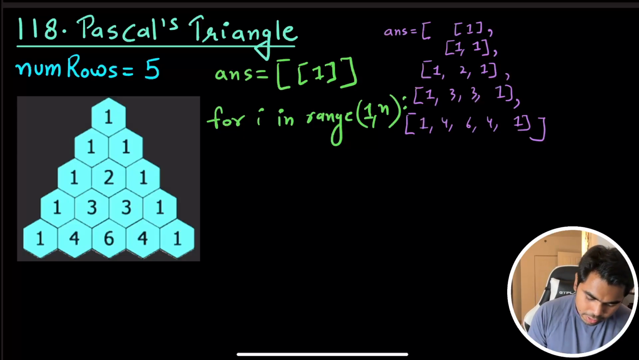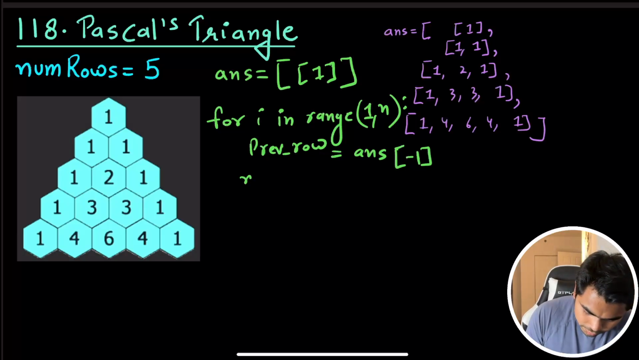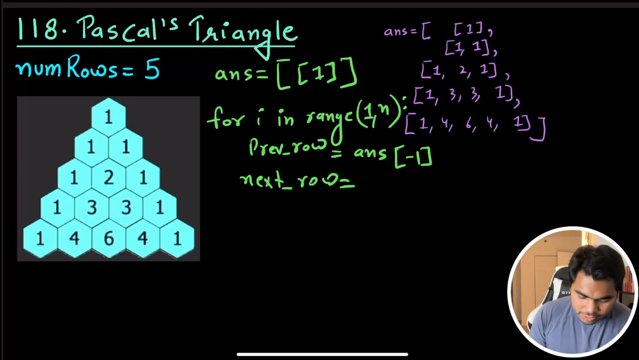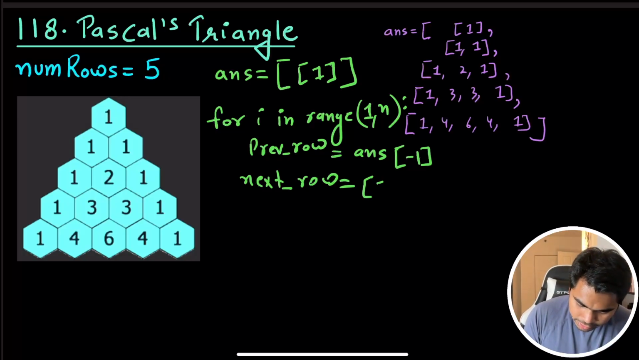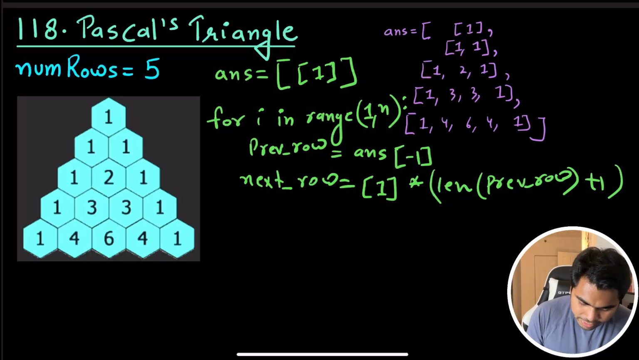Alright, this is n. Then what I need here is the previous row, because I will use the previous row to calculate my next row. The next row is going to be of size 1 more than the previous row. So initially I'll just put all ones in there: 1 multiplied by length of previous row plus 1. That will be my next row, and let's fill this next row.